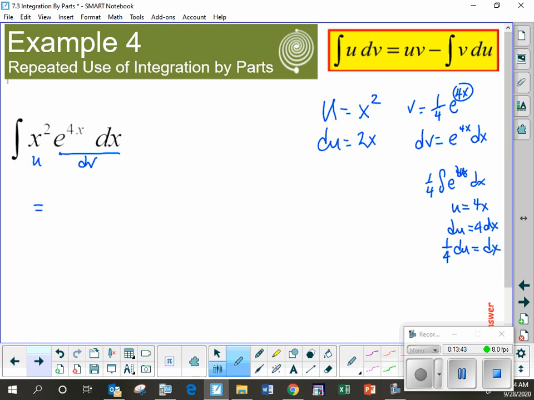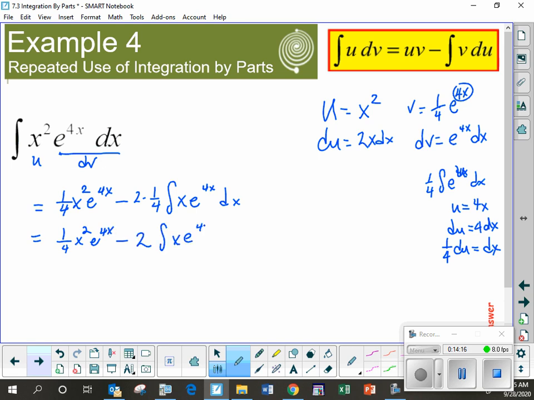So let's go into the pattern. I'd rather be down here. u times v, multiply across. That's going to give me a 1/4 x squared e to the 4x. Take away the integral of, come across the other diagonal. It's a 2 times a 1/4 integral e, I should have a dx there, x e to the 4x dx. Ew. 1/4 x squared e to the 4x minus 2 integral x e to the 4x.